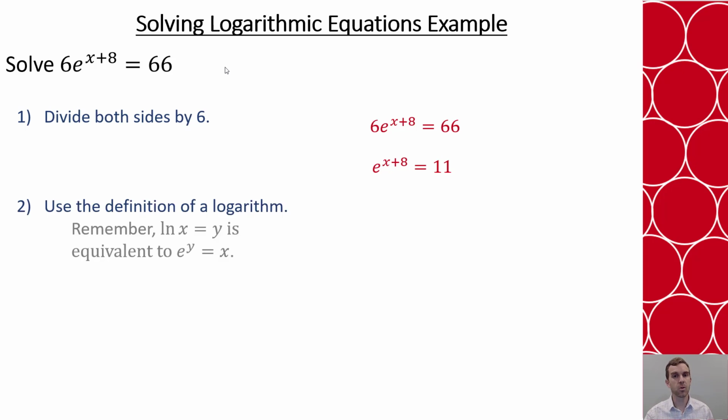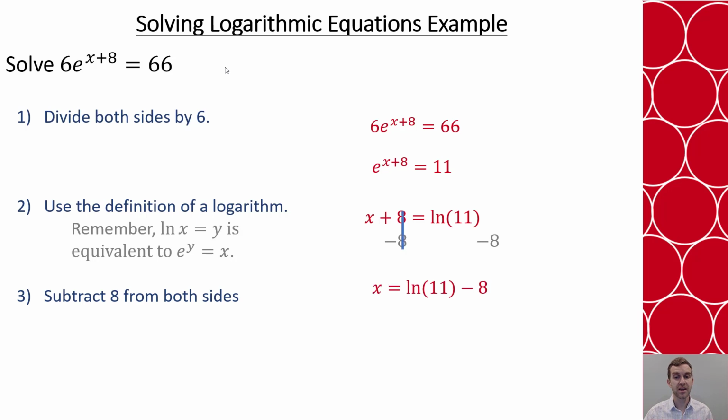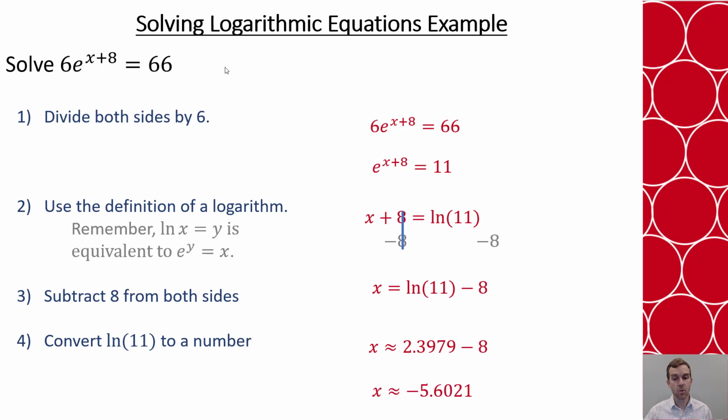And what we remember is that when it is a base of e, that converts to the natural log. So we're going to do the natural log of the right-hand side will equal our exponent. So x plus 8 equals the natural log of 11. Those are equivalent statements, but now I can solve for my unknown. I'm going to subtract 8 from both sides, and then my exact answer is natural log of 11 minus 8. But if I need to then convert that into an approximate answer, that's approximately 2.3979 minus 8, which would be negative 5.6021.